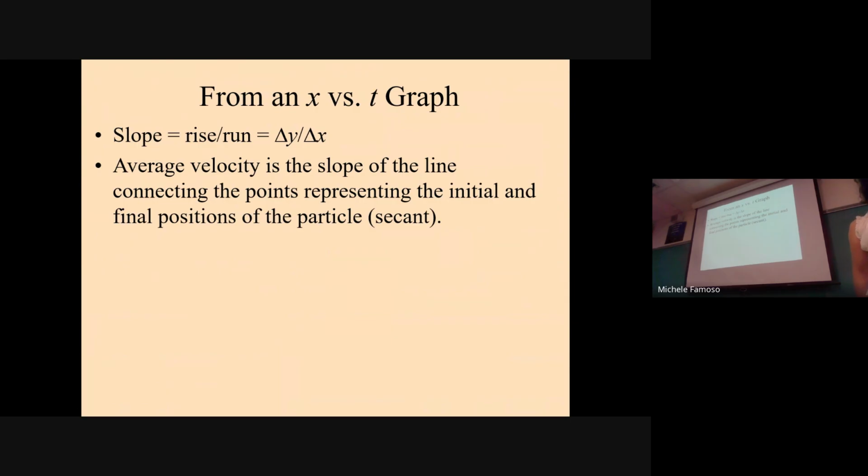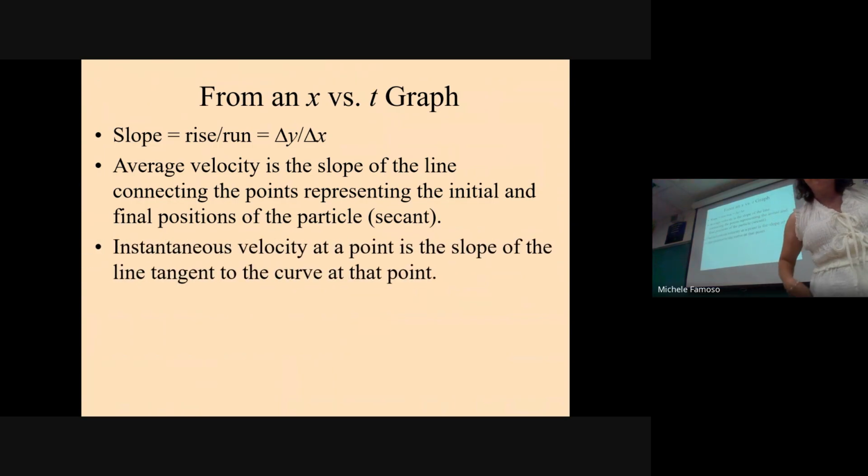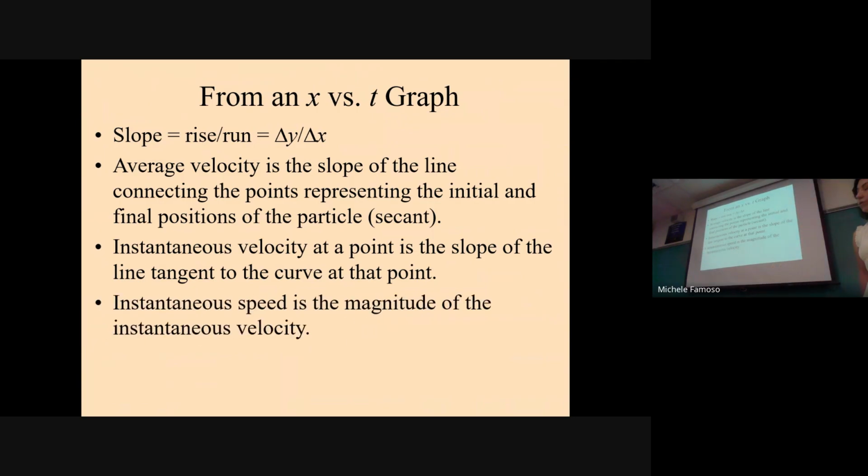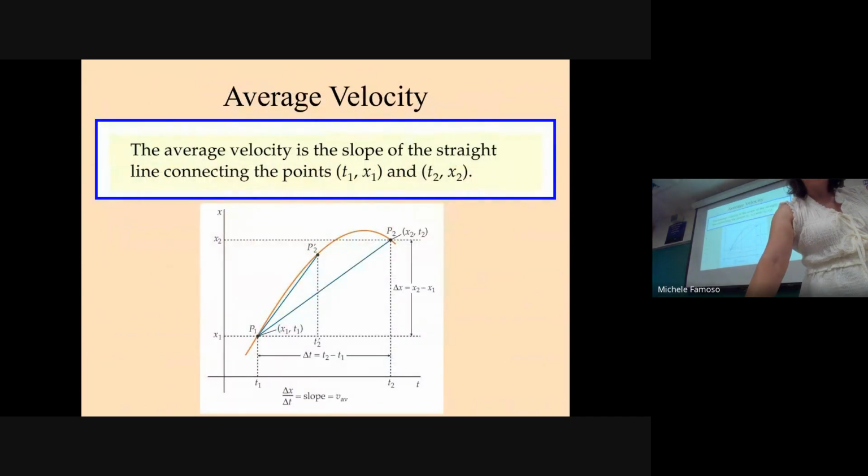Remember what a secant line is? It's just a line that connects the starting and ending positions. If you are looking for an instantaneous velocity, a velocity at one moment in time, then you have to draw a tangent line at the point on the curve that you might have, and then find the slope of that tangent line. So what that means is that your instantaneous speed, sometimes we say, is the magnitude of your instantaneous velocity at a particular time.